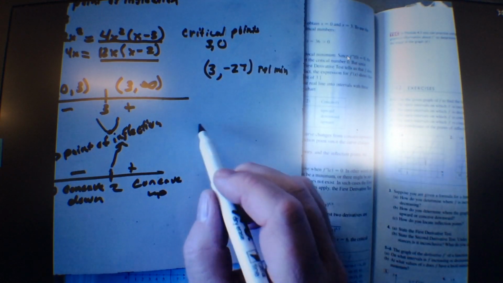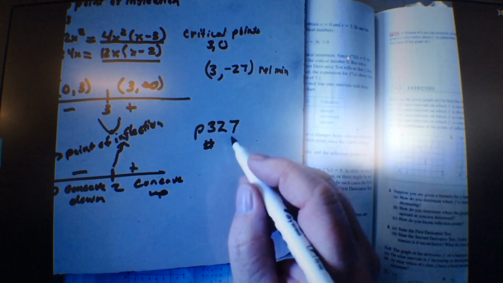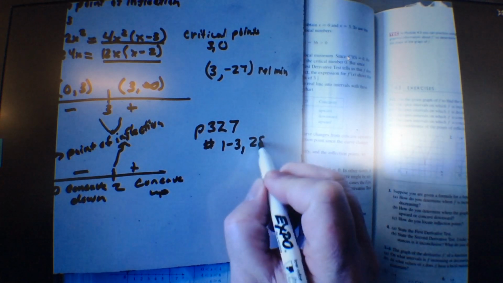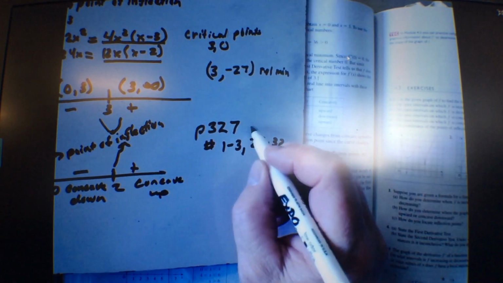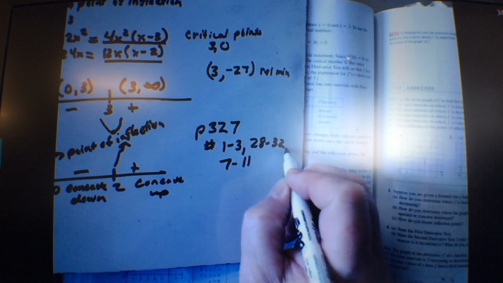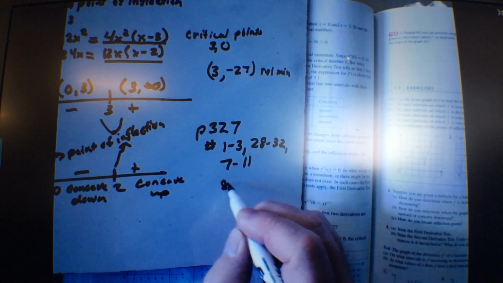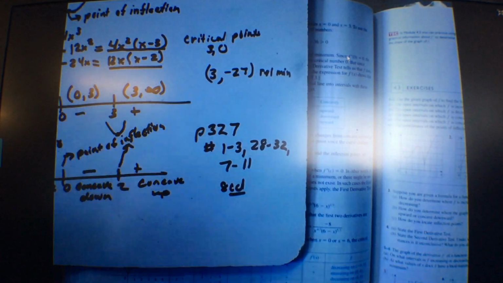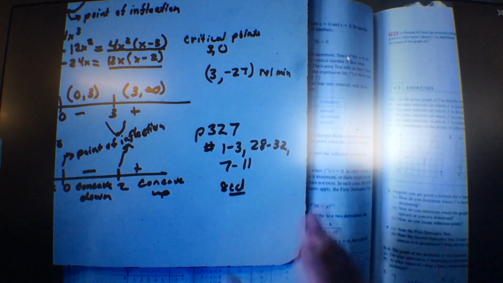Okay? All right. So what I want you to do is, the bell's about to ring. I want you to do these, and you're going to struggle a little bit, but we'll go over it again tomorrow. Okay? But page 327, numbers 1 through 3, 28 through 32, and, oh, I forgot 7 through 11. Now, please do not do 8, C, and D. 8, C, and D, we'll talk about those if we get time in class. But skip 8, C, and D, okay? All right, now you're going to struggle on this, so don't panic. We'll go over it again tomorrow, all right?